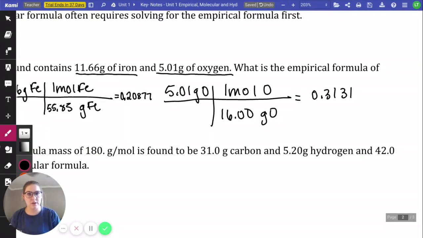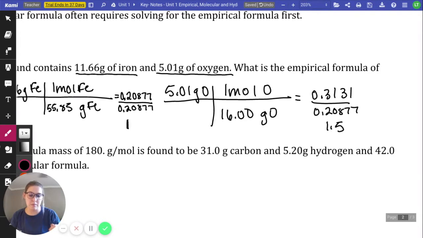All right, now I'm going to divide by the smallest. So 0.2 is smaller than 0.3, so I'm going to divide both of my numbers by this. If I divide that, it's 0.20877 divided by 0.20877. That gives me 1. 0.313 divided by 0.20877 gives me about 1.5. I think when I plugged it in, I got like 1.49. All right, but about 1.5. So I've divided by the smallest.